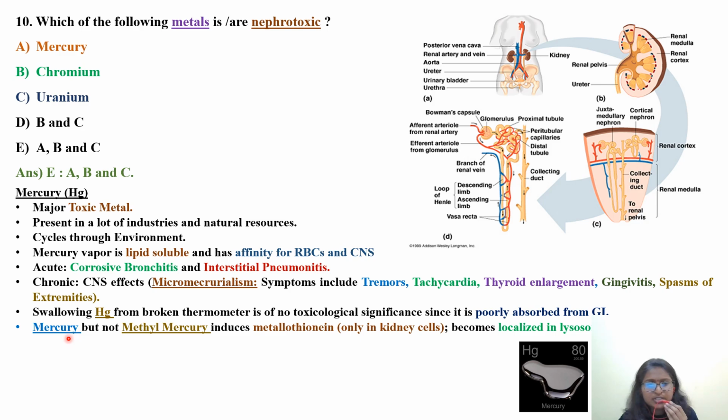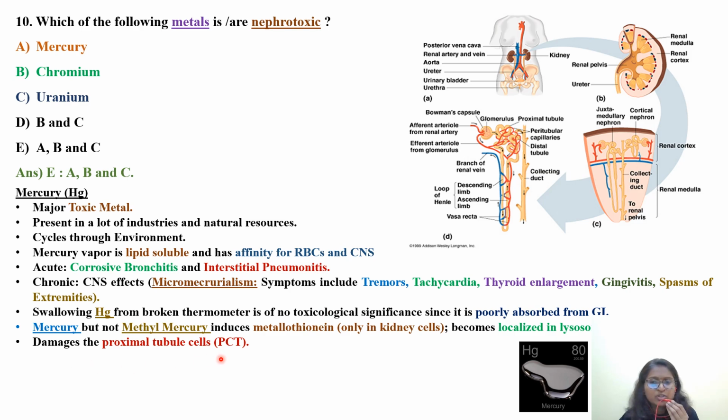This inorganic mercury induces metallothionein only in the kidney cells, because this particular inorganic, metallic mercury gets localized in the lysosomes. So our question was how mercury is causing nephrotoxicity: because of the localization in the lysosome. Metallothionein induction only in the kidney cells is happening.